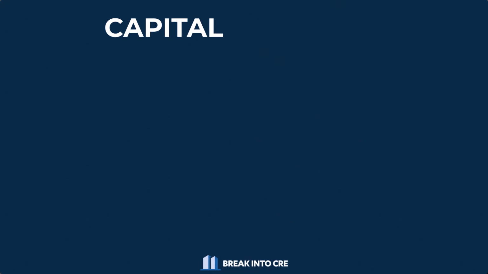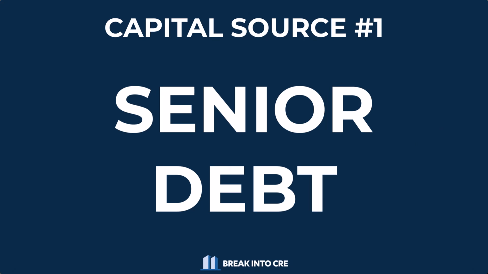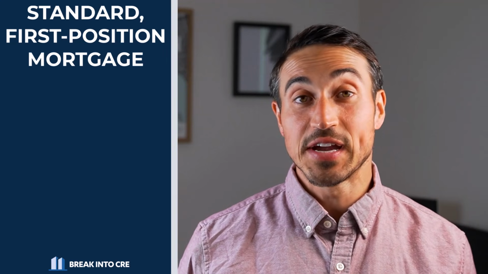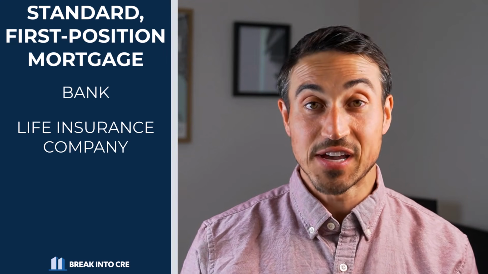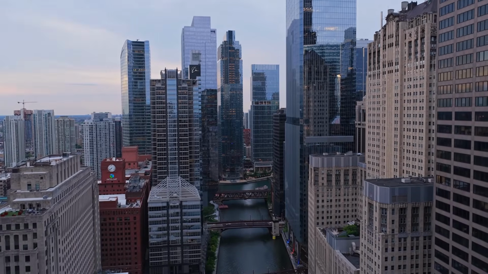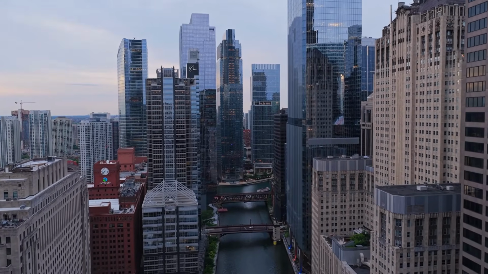And the first capital source I want to mention here is used on almost every single transaction in real estate private equity, and this is the senior loan. This is going to be your standard first position mortgage from a bank, life insurance company, agency lender, or even a debt fund, and this is also typically going to be an investor's cheapest source of capital.